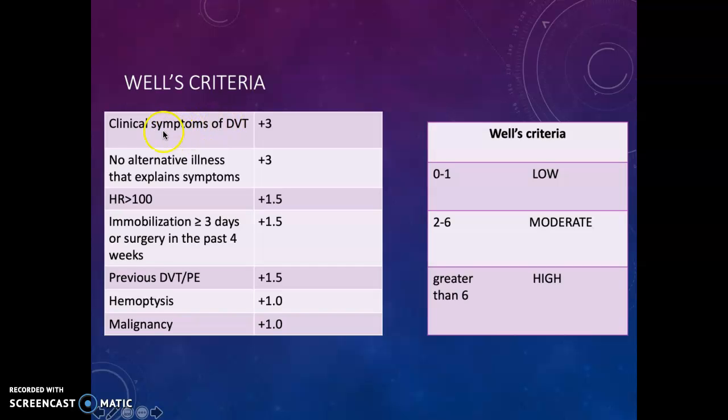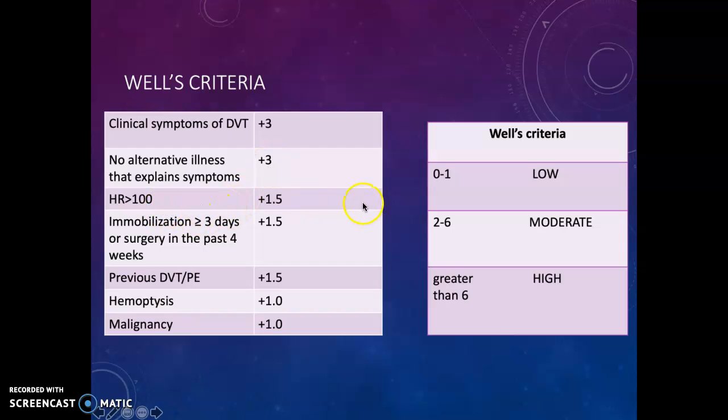So the first component is if the patient has classical clinical symptoms of DVT, pleuritic chest pain, hemoptysis, cough, sudden onset dyspnea, calf swelling, the score is +3. If they don't have any other alternative illness that explains these symptoms, for example, they don't have COPD, they don't have asthma, yet they have shortness of breath and pleuritic chest pain, you add another +3 to it.